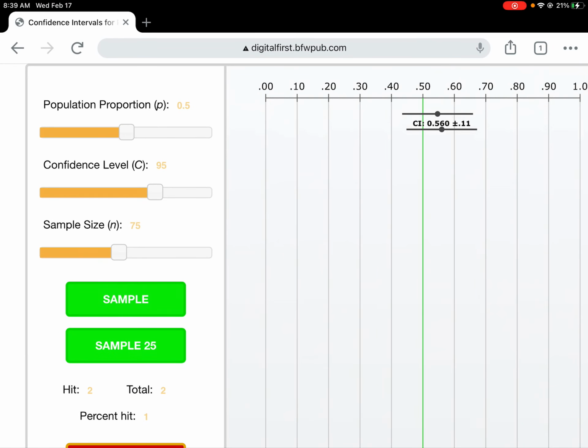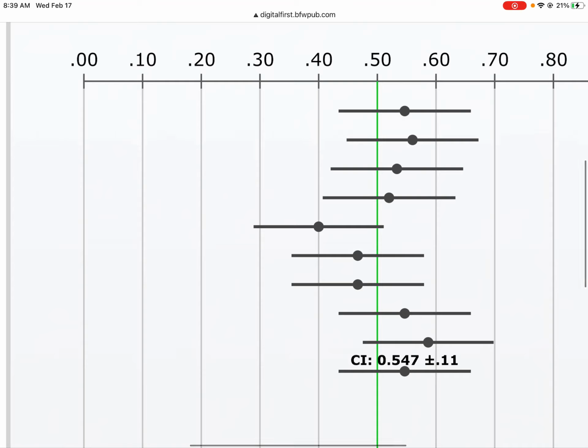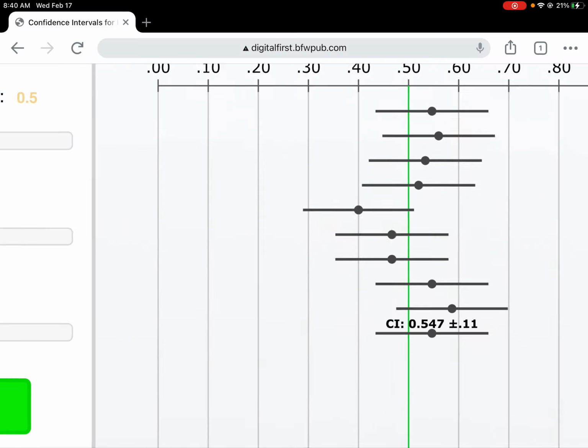1, 2, 3, 4, 5, 6, 7, 8, 9, and 10. It looks like all my segments are catching the green line, right? If you can see the fifth one, 1, 2, 3, 4, 5, the fifth segment, it looks like it's almost not catching our true proportion, yeah? But it still did on the upper side of it.